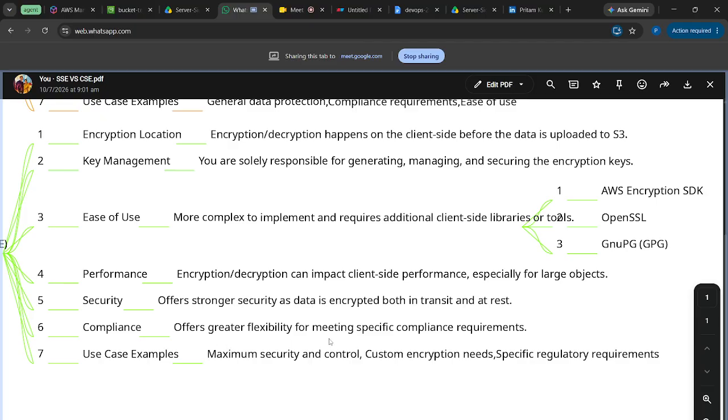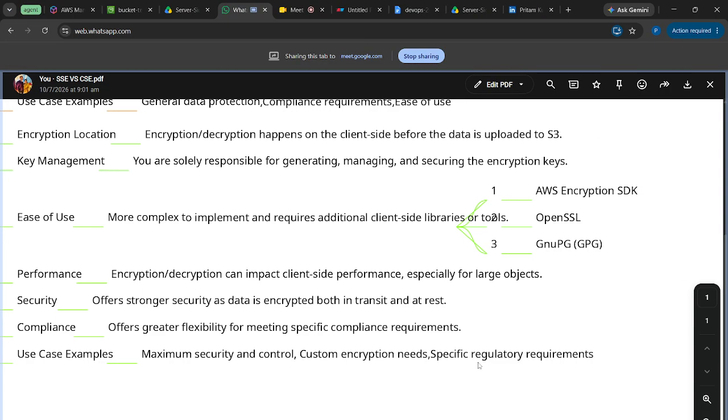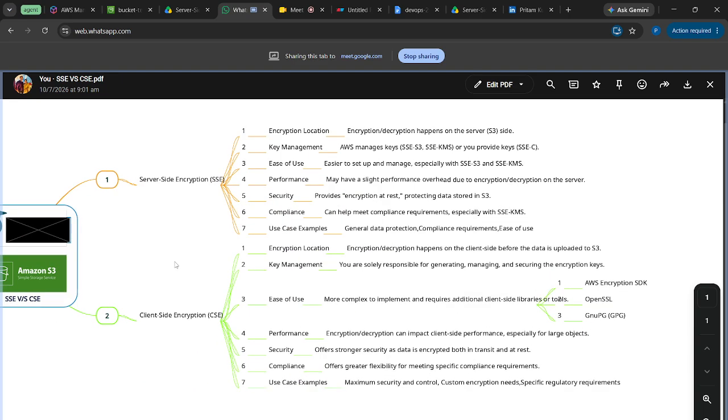Use case examples: maximum security control. Why? Because you are completely owning the key. It is under your control. That's why it is maximum security and control. Custom encryption needs: if you want to customize your key, you have that ownership. Specific regulatory requirements: if there is some specific type of data and regulatory requirement rules need to be satisfied, then you can go with this option, sorry, this client-side encryption.